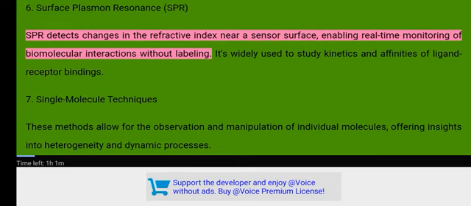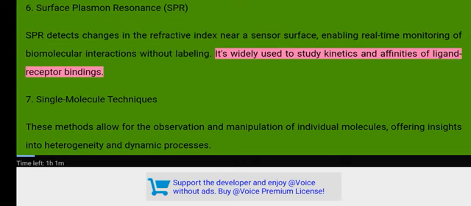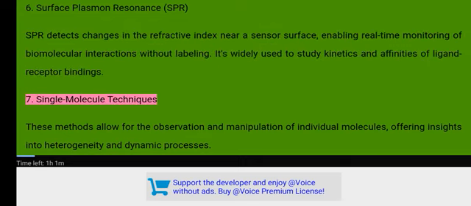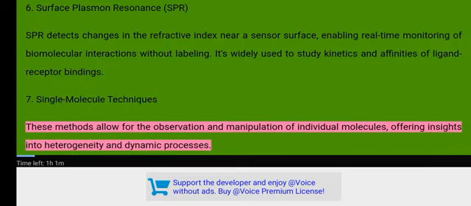6. Surface plasmon resonance (SPR). SPR detects changes in the refractive index near a sensor surface, enabling real-time monitoring of biomolecular interactions without labeling. It's widely used to study kinetics and affinities of ligand-receptor bindings. 7. Single molecule techniques. These methods allow for the observation and manipulation of individual molecules, offering insights into heterogeneity and dynamic processes.